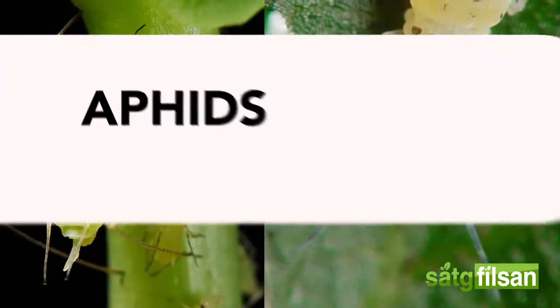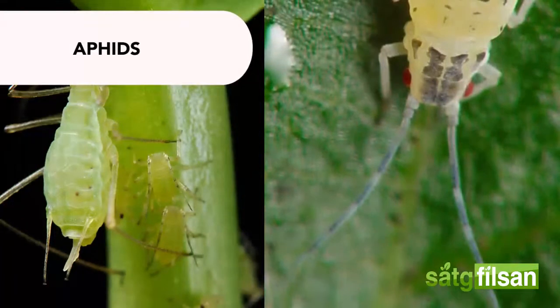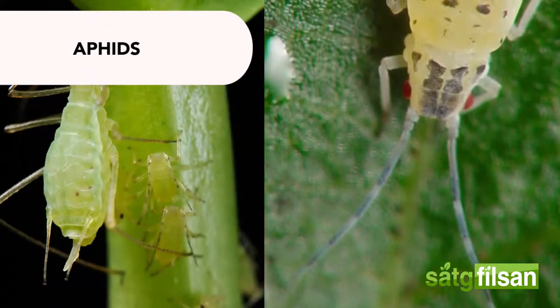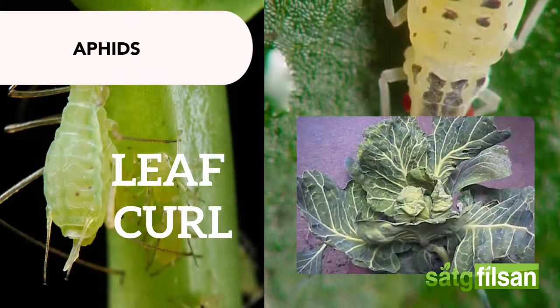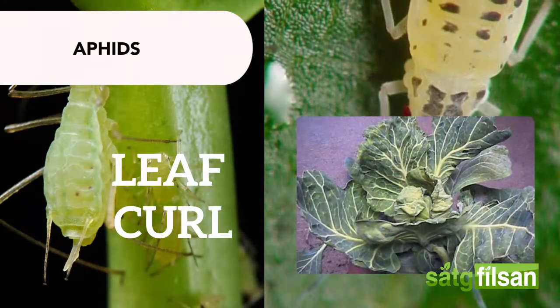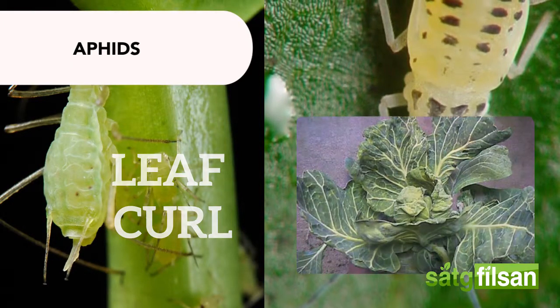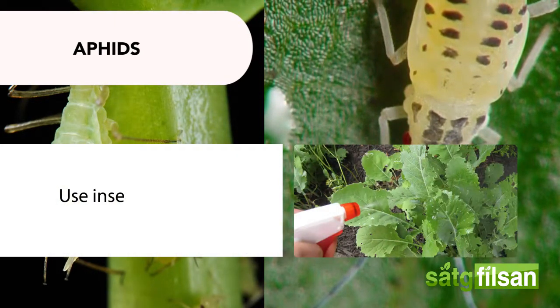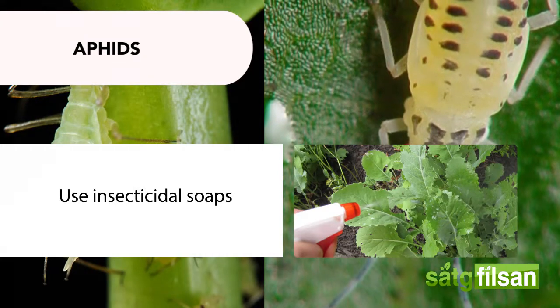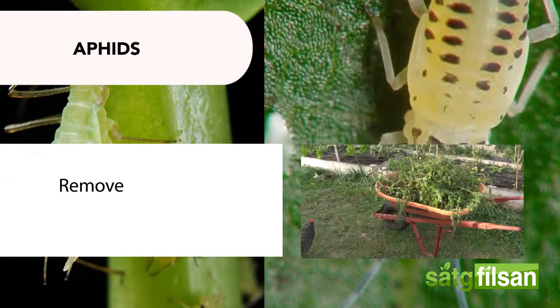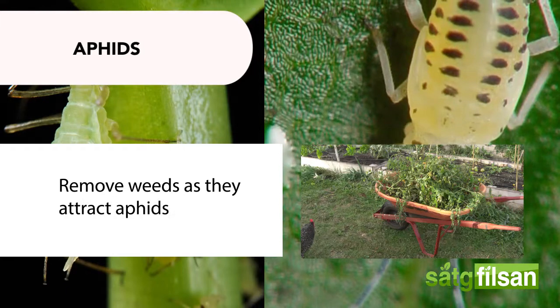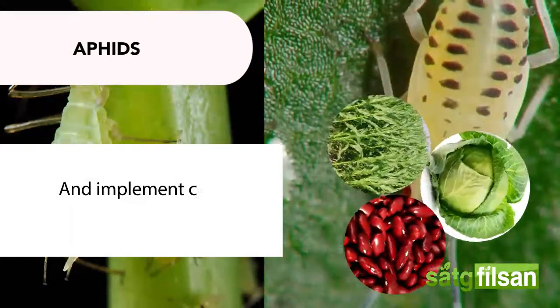Aphids. Aphids live in cool, dry weather and cause a distortion of plant leaves, such as a leaf curl. To manage these pests, use insecticidal soaps. Remove weeds as they attract aphids, and implement crop rotation.